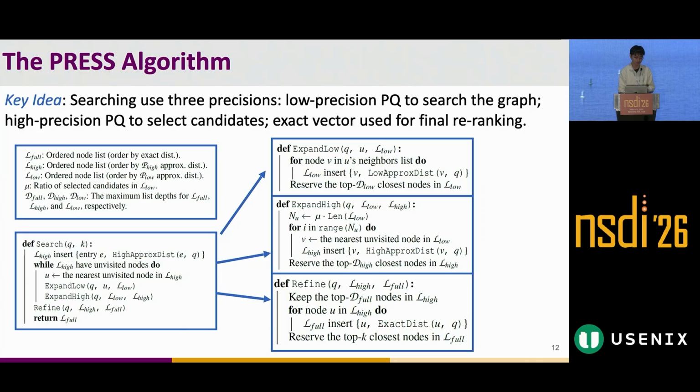The algorithm proceeds like this: for each iteration, it expands the neighbors and uses the low precision PQ to calculate the low precision distance to its neighbors. Then it selects a portion of the high-ranking nodes under the low precision PQ and uses them to calculate the high precision distance. It then selects the candidates for the next iteration using the high precision PQ. After the traverse, finally, it uses the exact vectors to calculate the final top K result.